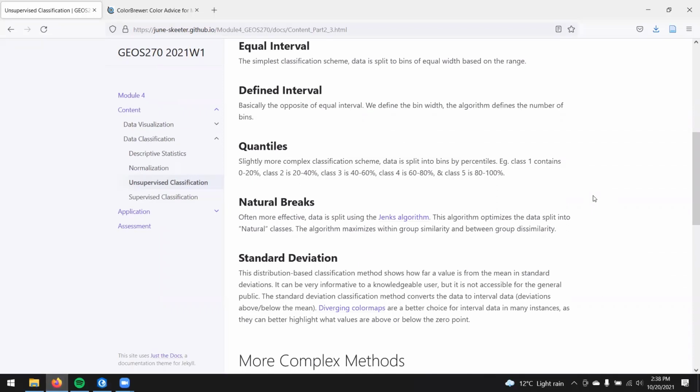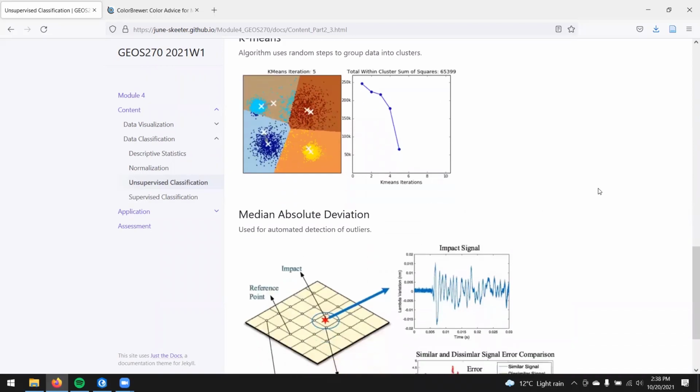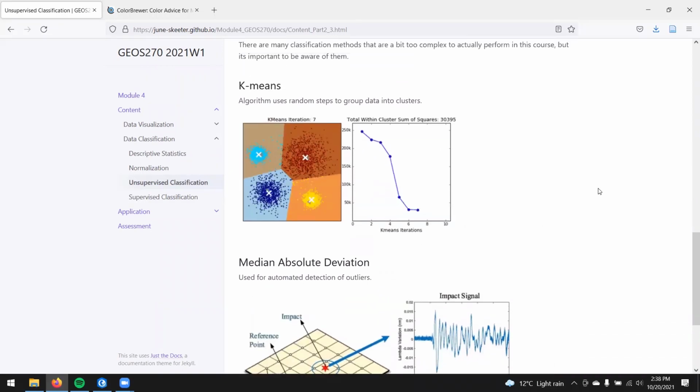So for instance, in lab this week, we're applying a manual classification. I'll talk about that in just a moment. I would like to say there's plenty more complex methods that we're not going to apply in this class, but it's important to know that there are methods for classifying multidimensional data sets, for instance.